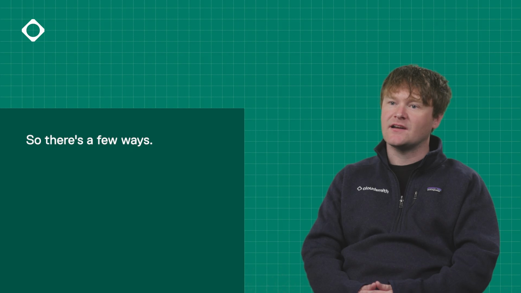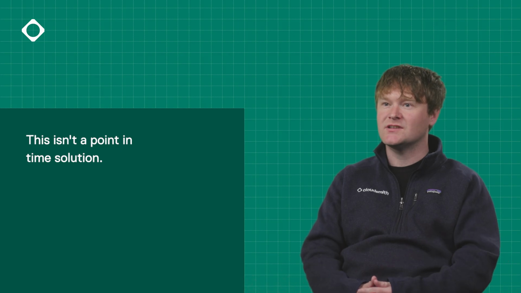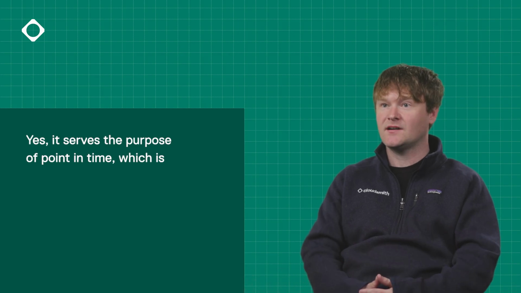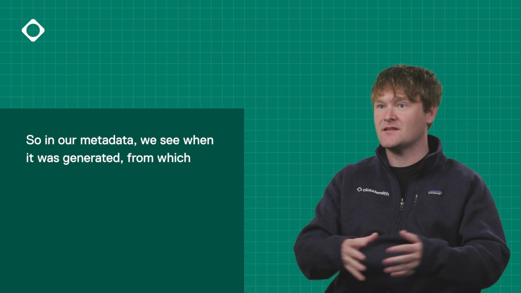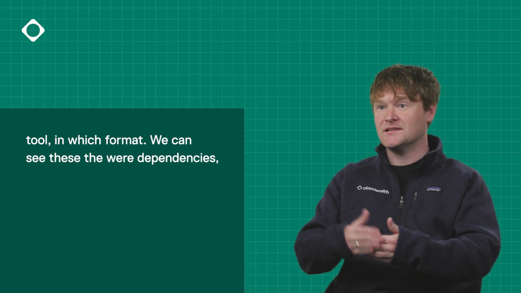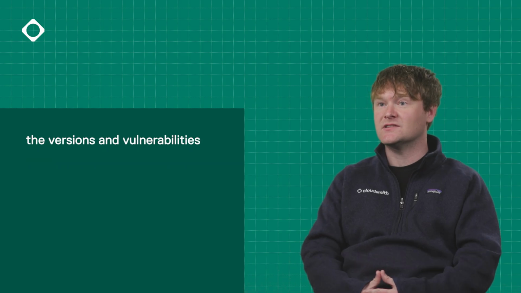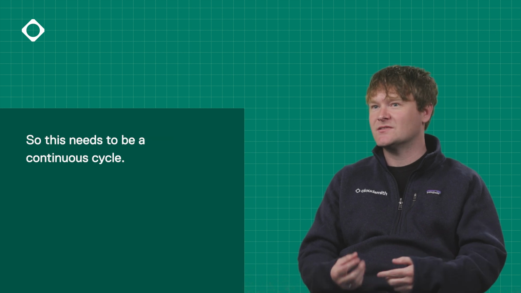So there are a few ways. I think the main one, as we mentioned, is that you generate your software bills of materials. This isn't a point-in-time solution. Yes, it serves the purpose of point-in-time, which is to say at that moment of generating the SBOM, in our metadata we see when it was generated, from which tool, and in which format. We can see these were the dependencies, the versions, and vulnerabilities associated with our components. However, as we mentioned, the tech stack is constantly evolving, so this needs to be a continuous cycle.